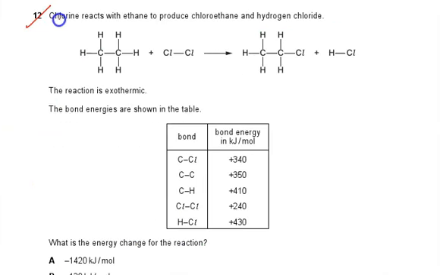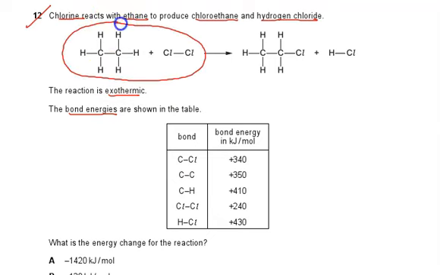So number 12, chlorine reacts with ethane to produce chloroethane and also hydrogen chloride. Okay, so this process is exothermic. Now this is the bond energy shown in the table. So now I'm going to do a small calculation over here. For this reaction, the reactants need to absorb energy. They absorb energy to break the bond. So let us calculate this.